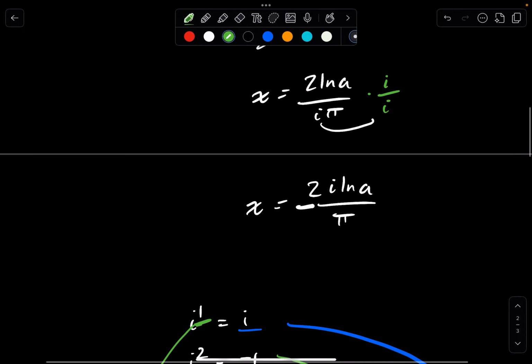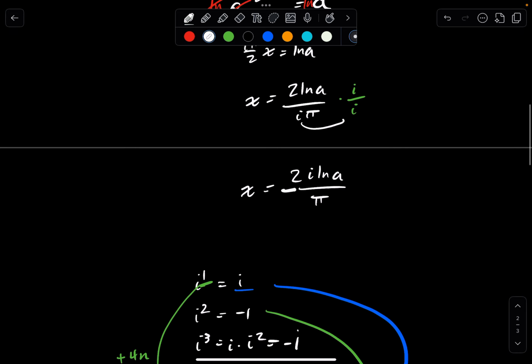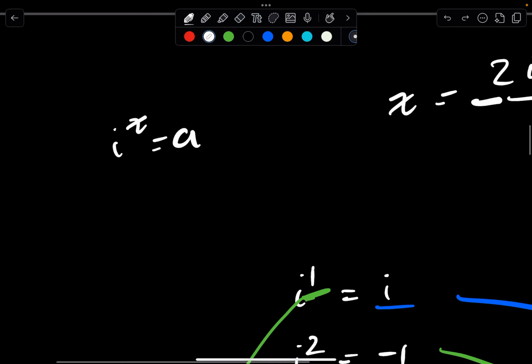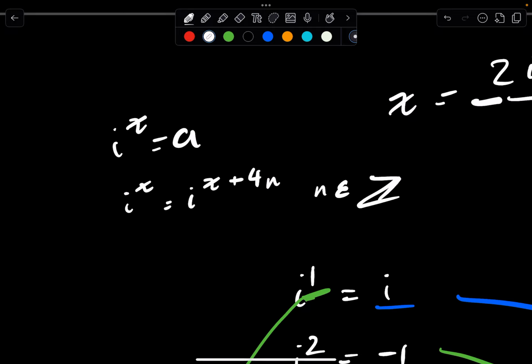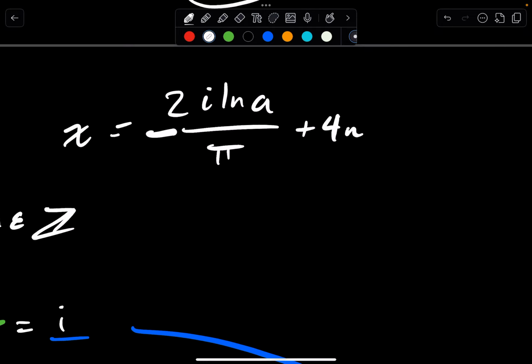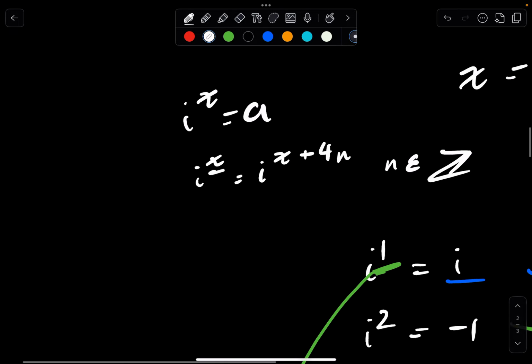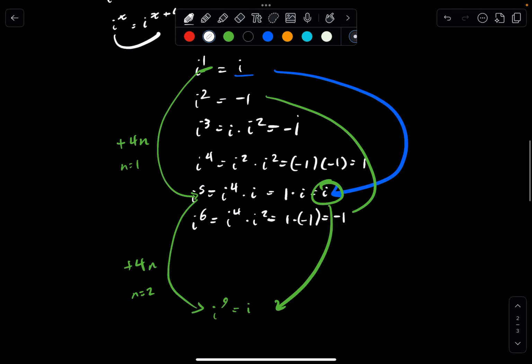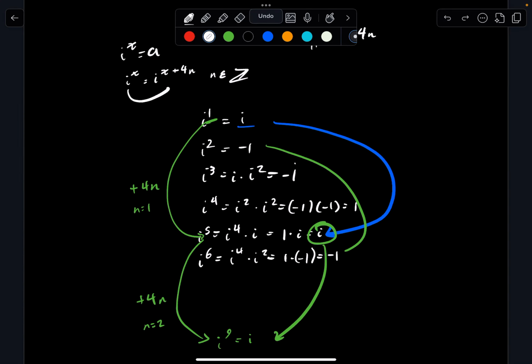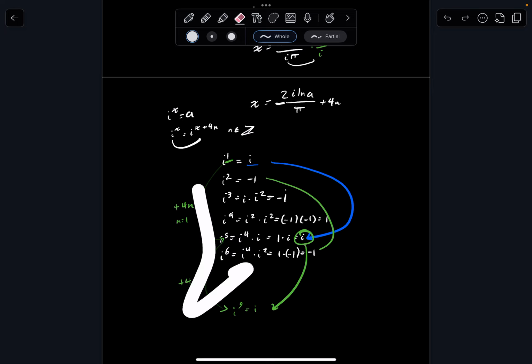So essentially what we're saying is we were solving the equation I to the x equals a. And since we got a definition for x, we also need to account for the fact that I to the x is equal to I to the x plus 4n, where n is an arbitrary integer. So we have to account for this by simply adding 4n to our solution. Because when we add any multiple of 4 in the exponent, where n is an integer, the results are the same, which we just showed by example here. And there is a proof to this, of course. There is a proof to everything.